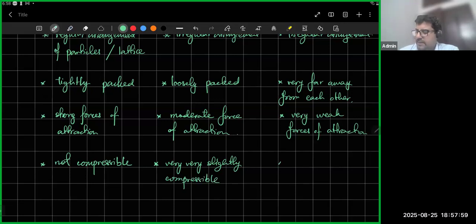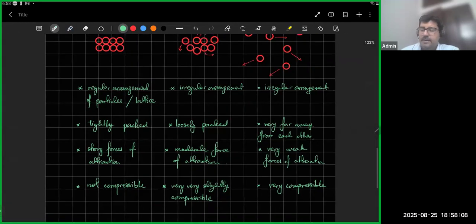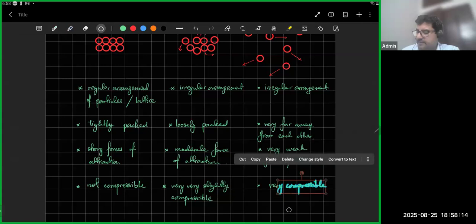And the last one is that they're very compressible. Why? Because they've got huge gaps between them, as we discussed above. So they are very compressible.